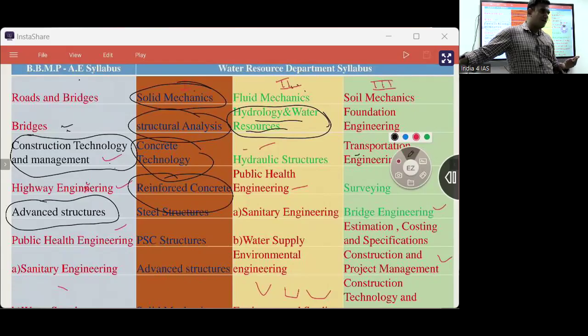Plate load test. Okay. What will you get in the plate load test? 2 to 3 marks in this geotech, soil mechanics. Nothing but geotechnical engineering.